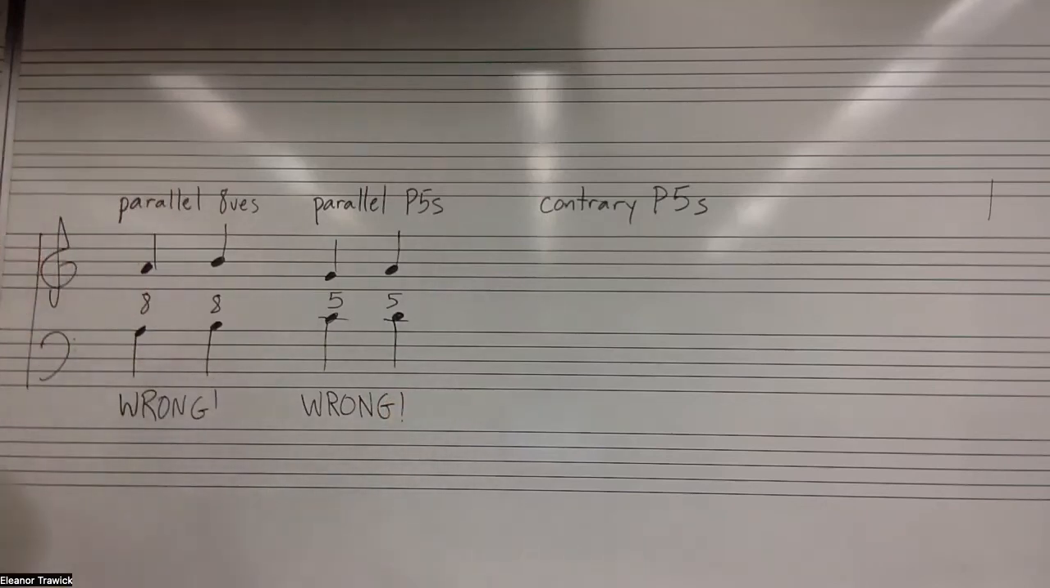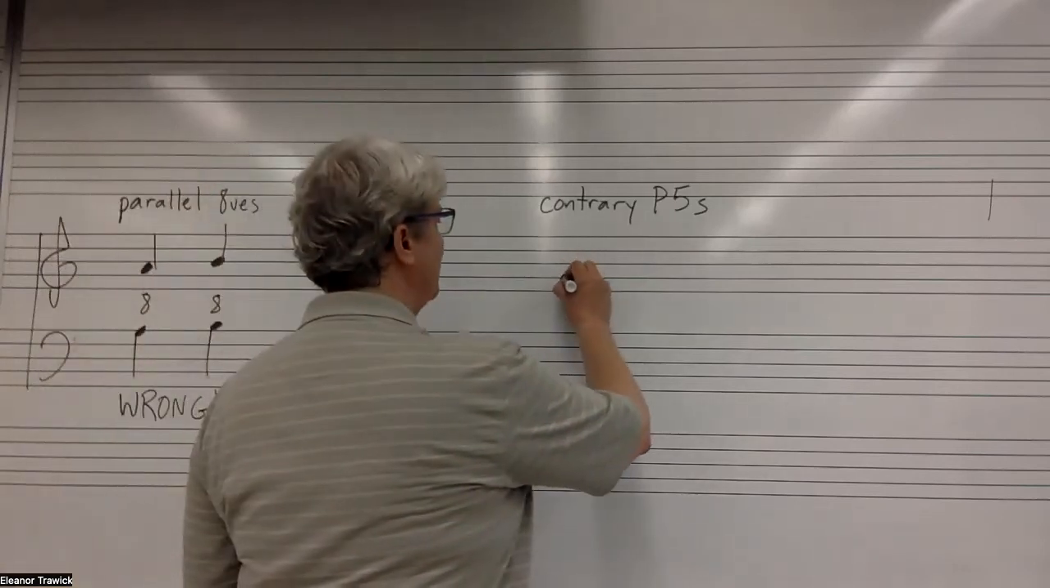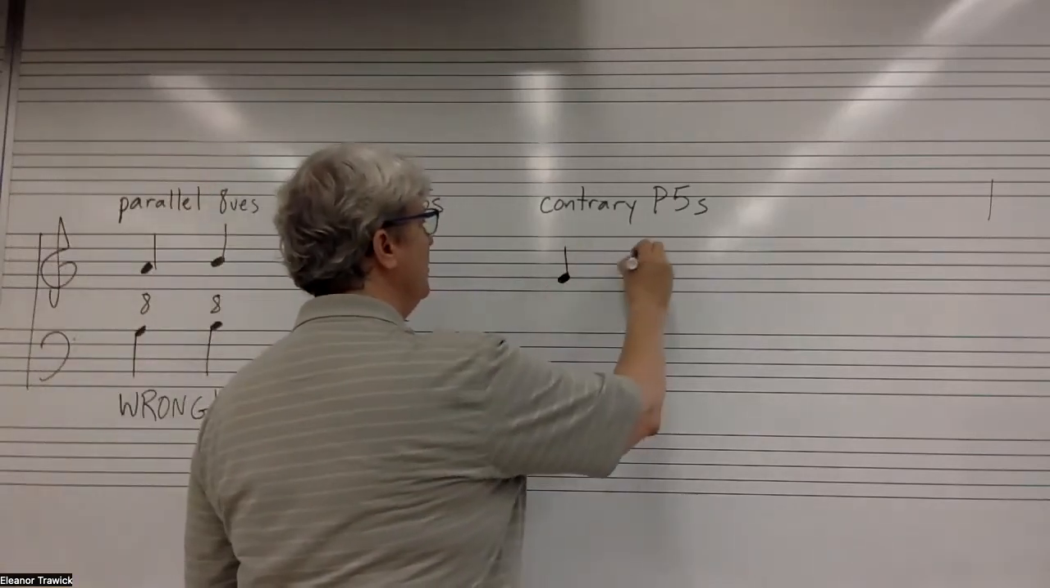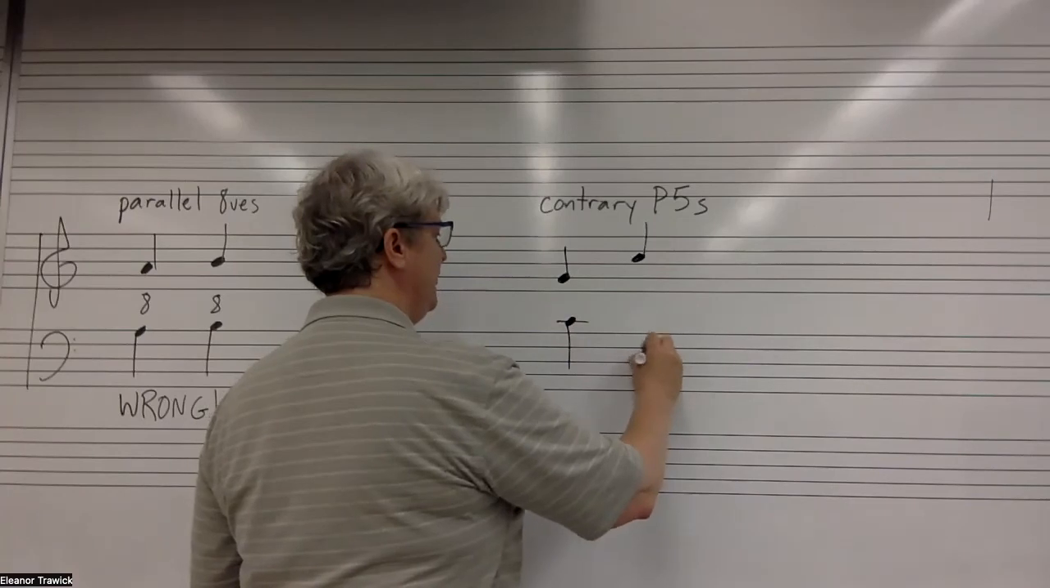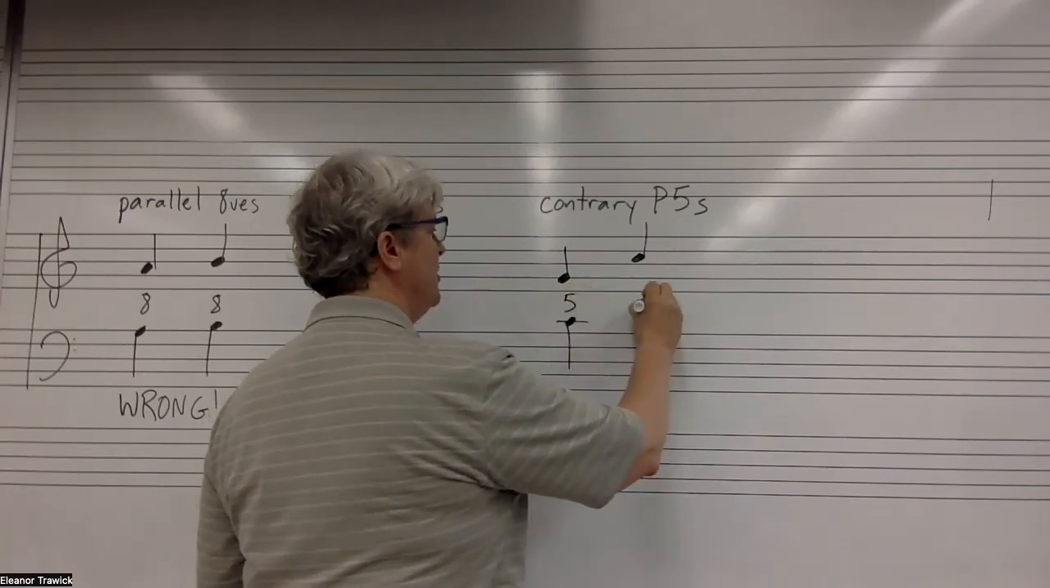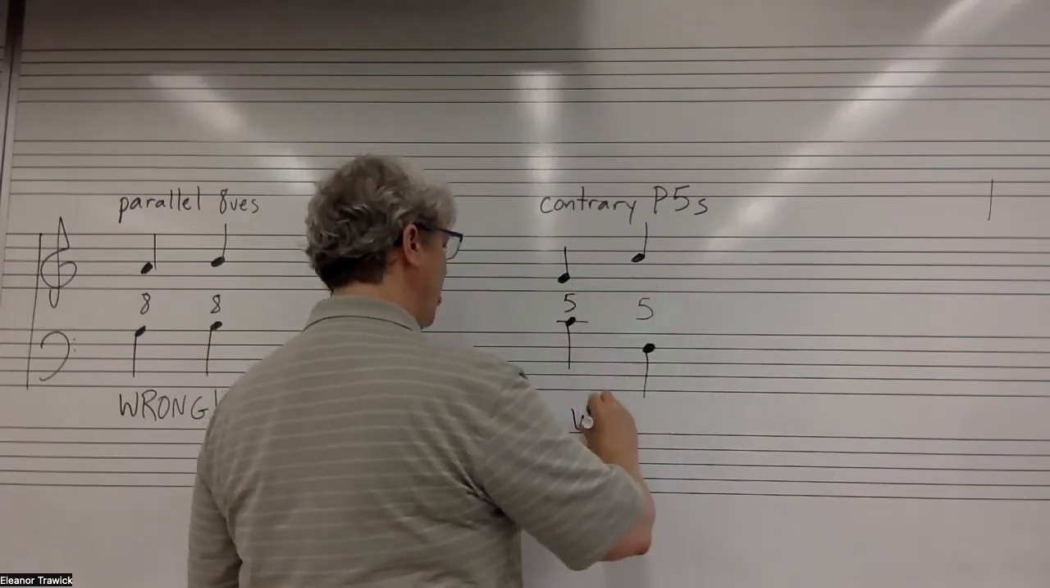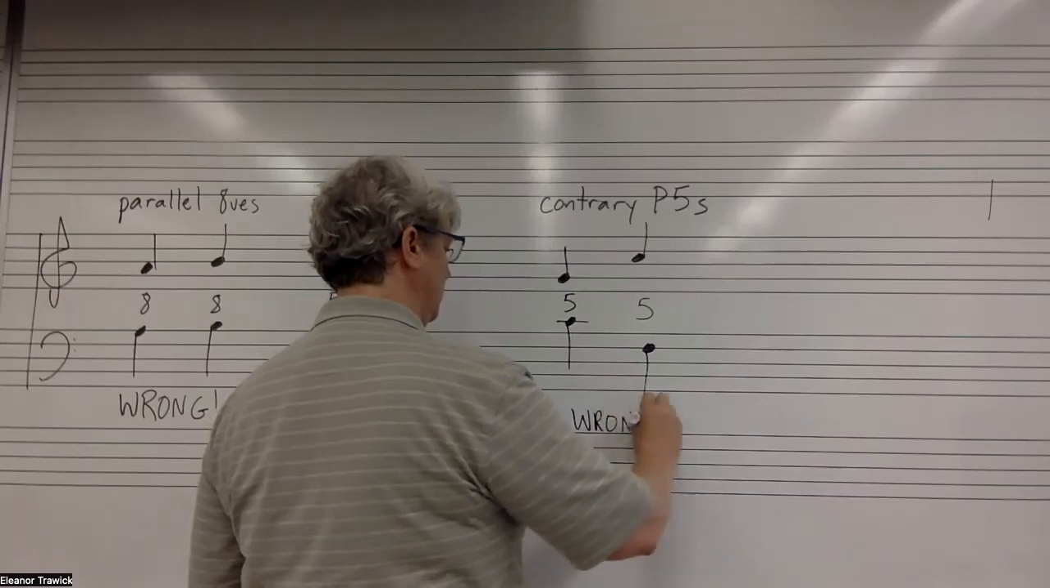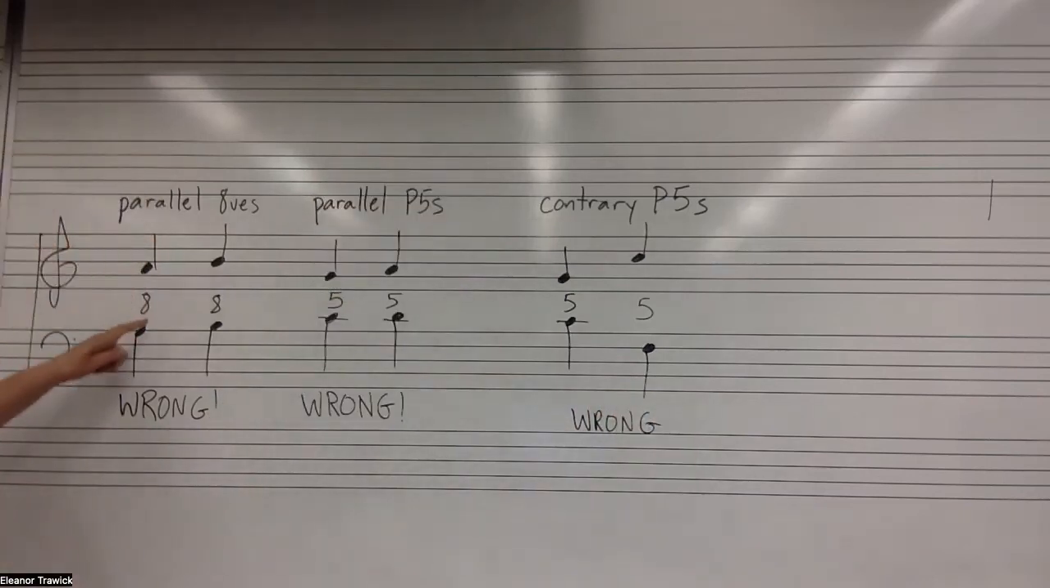Now, it turns out that even if you move by contrary motion from a fifth to another fifth, or from an octave to another octave, that is still wrong. So you shouldn't have two octaves in a row or two fifths in a row, whether they're moving in parallel motion or whether the voices are moving in contrary motion. Just always be on the lookout for that.